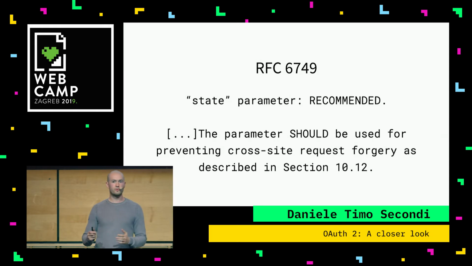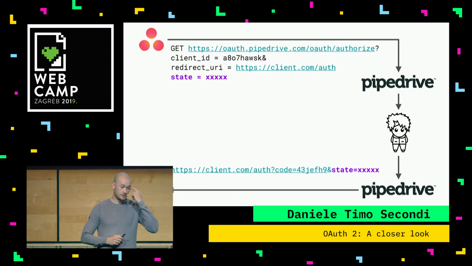So first of all, the state parameter is a recommended parameter that can be used in the flow. Recommended, which means you don't have to use it, but you probably should. And it's a parameter that can prevent these kinds of attacks. It's just a string that is bounced back and forth between the client and the server. The server sends it back to the client as it is, doesn't touch it, and this parameter alone can prevent these kinds of attacks.